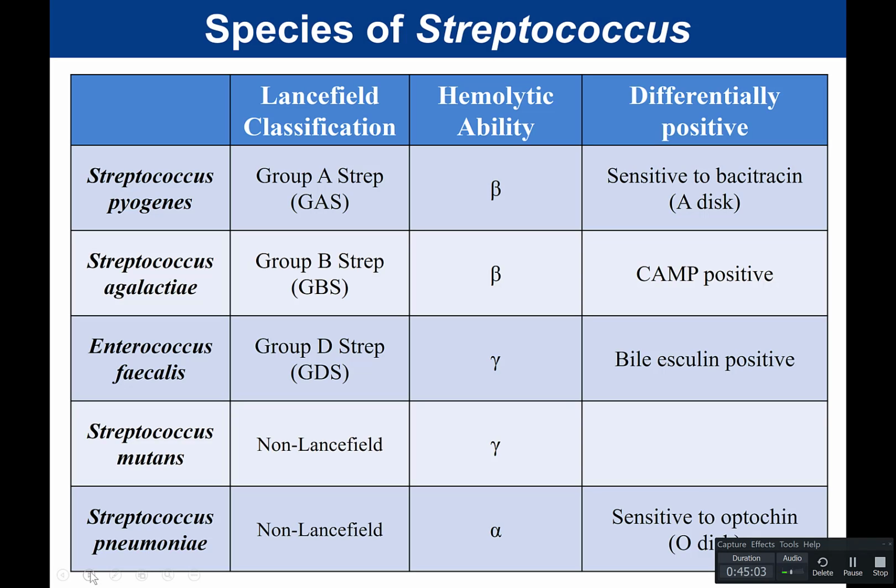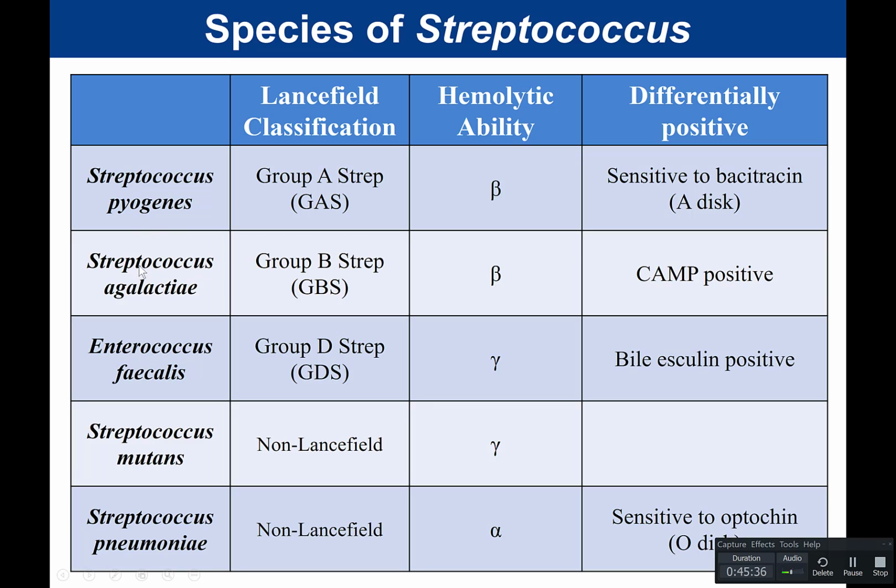This slide is just summarizing your 5 unknown Streptococcus species. Put a star next to this, either this table or the next diagram. You must know this. You must know this. You must know this. For Strep pyogenes, you want to know its Lancefield classification. That's group A strep. You need to know that it is beta hemolytic, and that the differential test to identify Strep pyogenes is sensitivity to bacitracin.